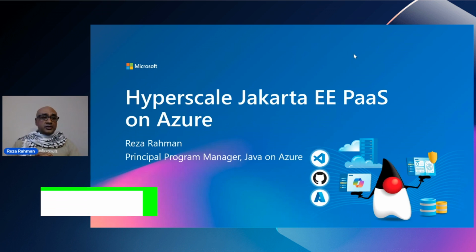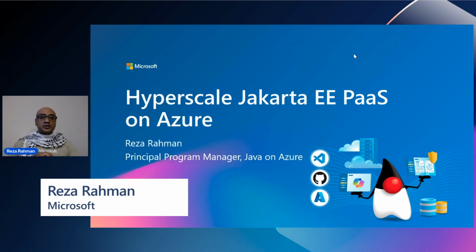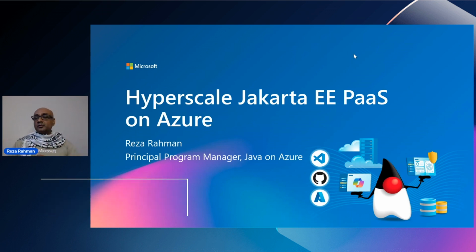Hello, everyone. This is Reza Rahman. In my day job, I'm Principal Program Manager for Java on Azure. Today, I'm really happy to be doing this presentation. What I'm going to be talking about is basically how to run Jakarta EE applications on the Azure cloud, but in a fully PaaS managed fashion. In particular, that thing is called App Service JBoss EAP. I'll talk more about that in a moment.